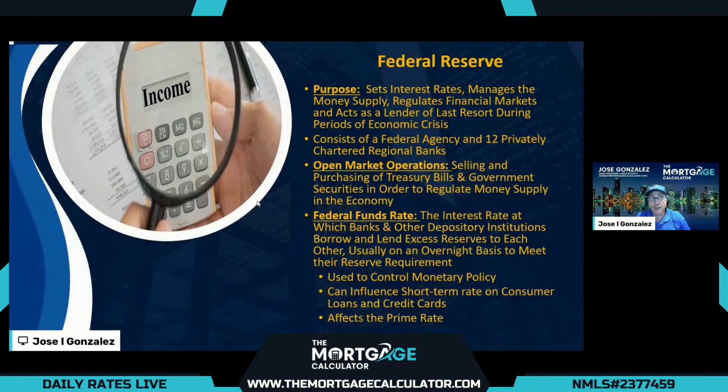So we're talking about the Federal Reserve, right? We all hear about the Federal Reserve, but do you all know that the Federal Reserve is not a government institution? The Federal Reserve is private. The Federal Reserve consists of a federal agency and 12 privately chartered regional banks. That's what you hear, like the head of the Federal Reserve of Atlanta or the Federal Reserve of here. Those are the 12 privately chartered regional banks that make up the Federal Reserve.